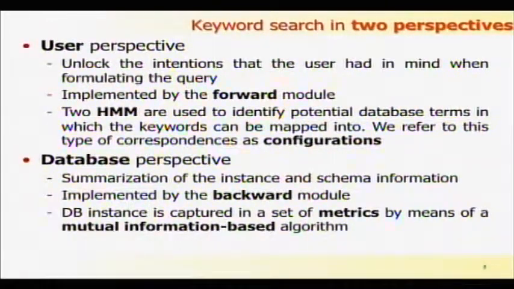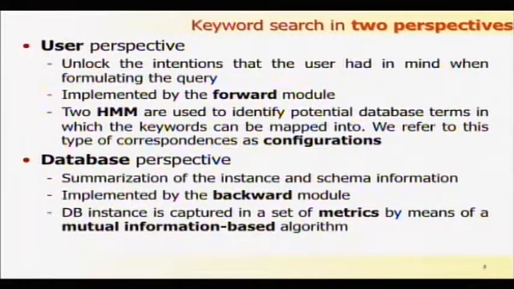From the user perspective, basically, the idea is to try to unlock the information that the user is putting into the keywords when you do a search, and try to unlock the semantics that he encodes inside the keywords. And we implemented this perspective in a software module that we call the forward module. This forward module basically implements 2 hidden Markov models. And these hidden Markov models basically try to map the keywords with the terms that are inside the database schema. We call this mapping configurations.